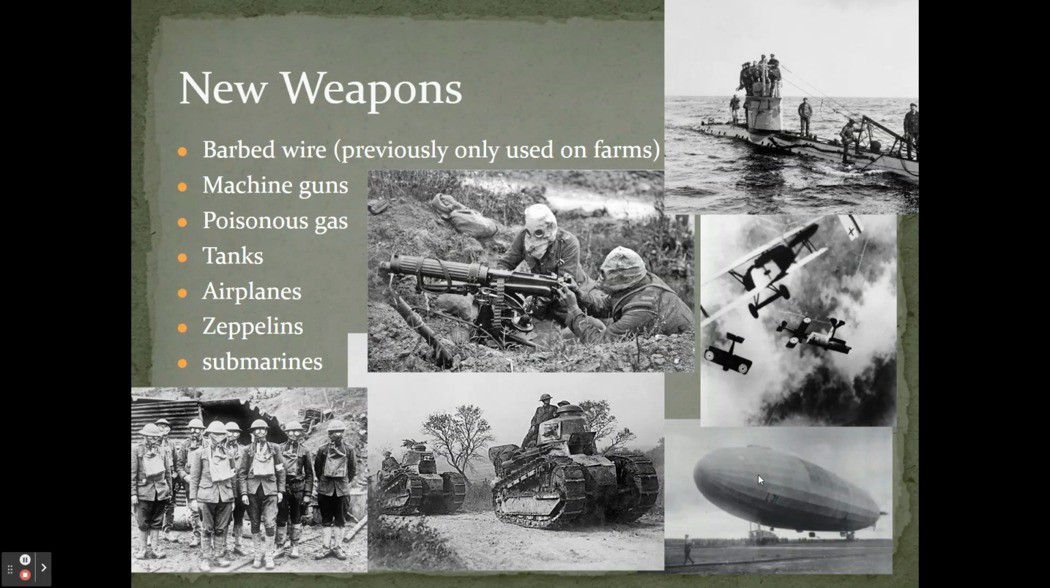So here are some examples of those new weapons. Barbed wire was used to protect the trenches. Here's an early machine gun. Poisonous gas, like you saw in the video, was used a lot. Tanks, airplanes, zeppelins, which you see down here, also submarines. These are very modern weapons being used on a large scale for the first time, and it made this war super, super deadly.